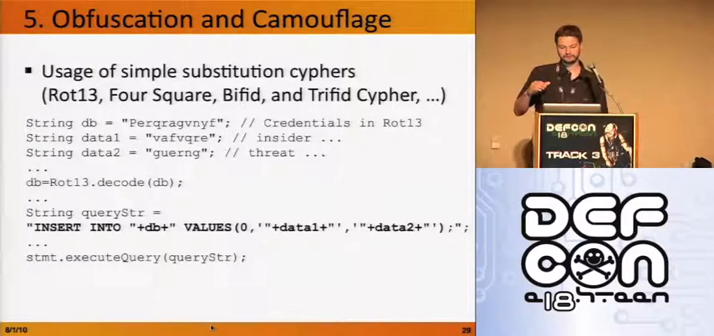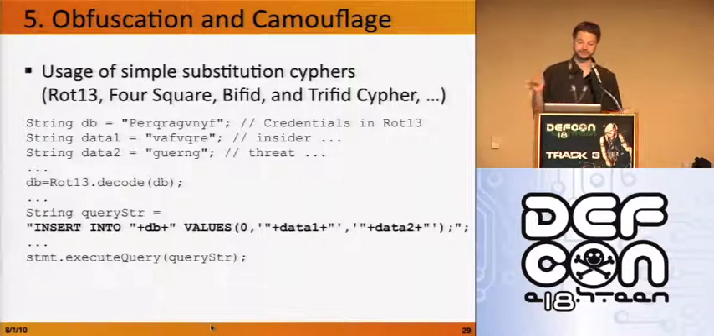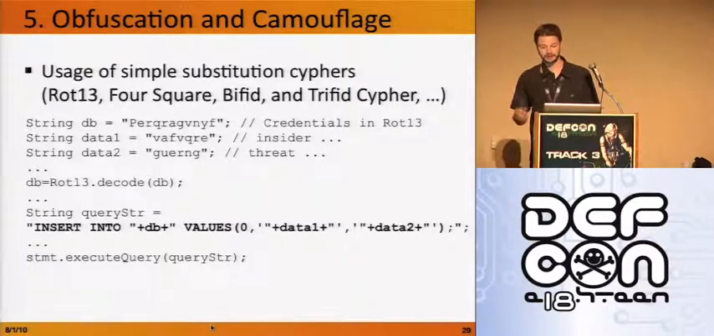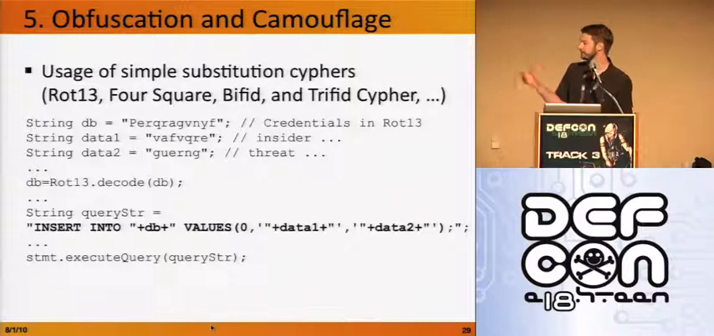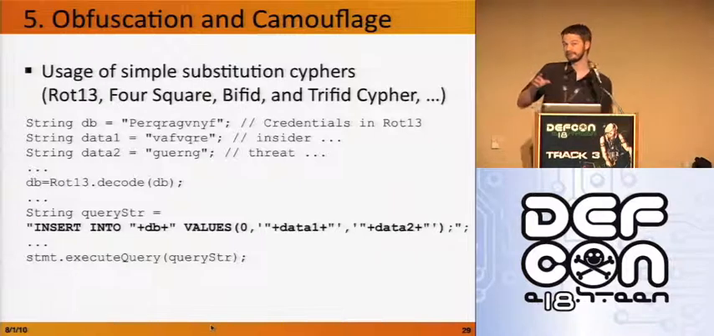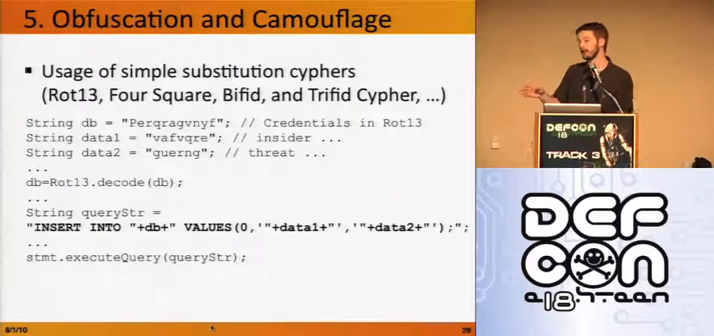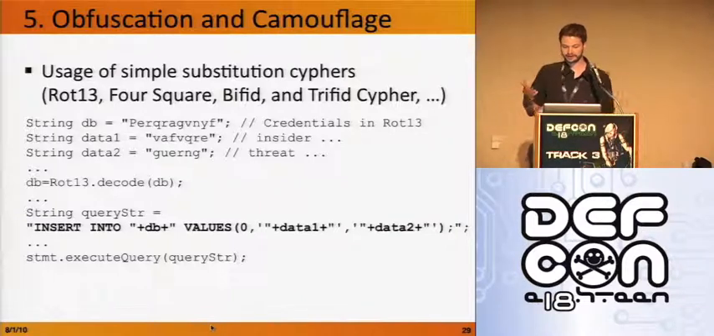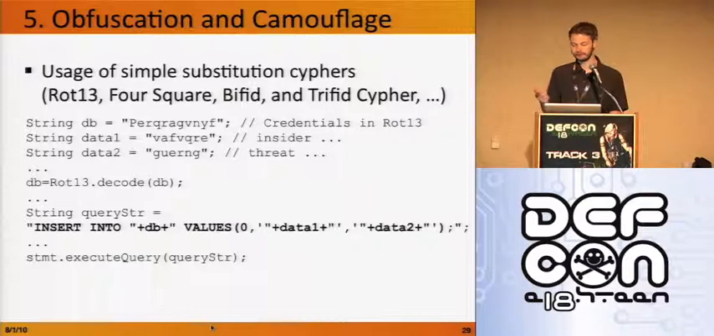Another way to hide from a manual inspector is using very simple substitution ciphers, like for instance ROT13, Foursquare, BFIT, and so on and so on. Over here, what they did is they wanted to insert something in a particular database, but they wanted to hide what kind of database they were inserting to, and what kind of values they were inserting to that database. So what they did up front was declare a couple of variables, the database, the data, and data2. They didn't give any specific names, and they encoded it with ROT13.